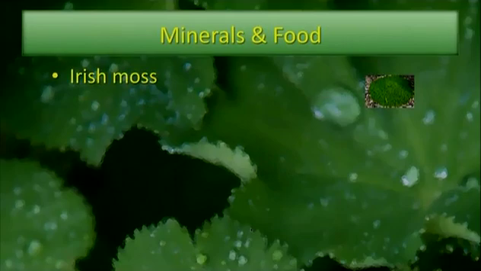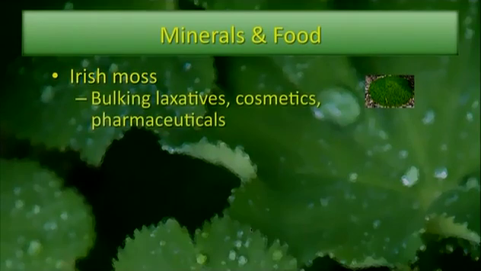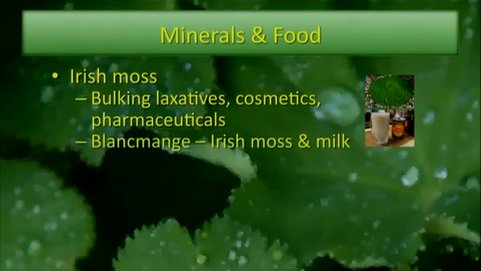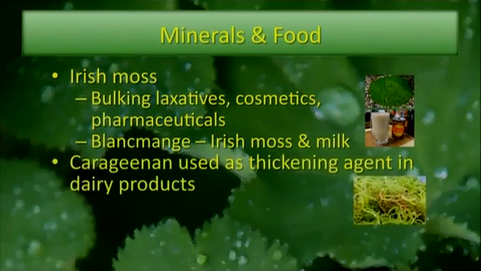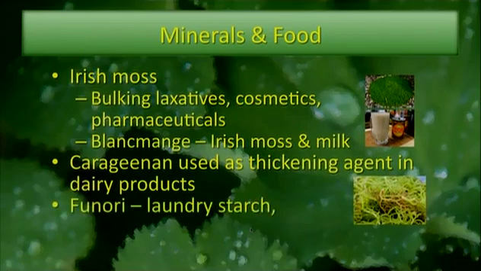Now, Irish moss is another alga. It's a red alga, believe it or not. It's used in bulking laxatives, for cosmetics and for pharmaceuticals. And blancmange, I think that's how you pronounce it, is a dessert made from Irish moss and milk. Carrageenans from red algae are used as thickening agents in dairy products. Hunori is used for laundry starch, adhesives, paints.